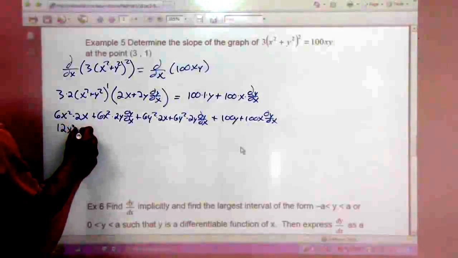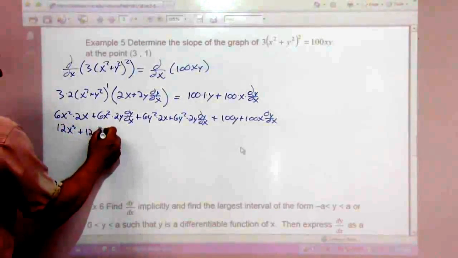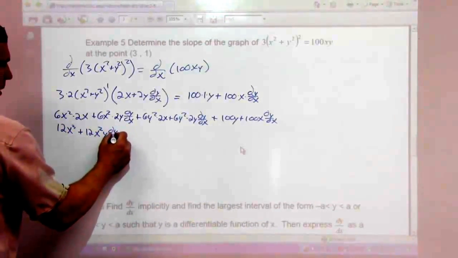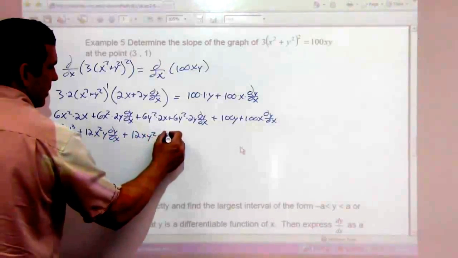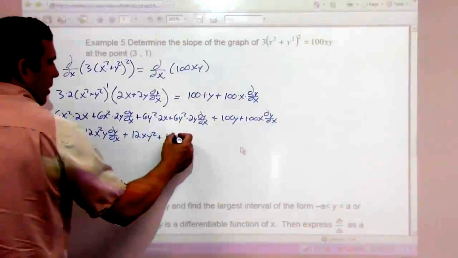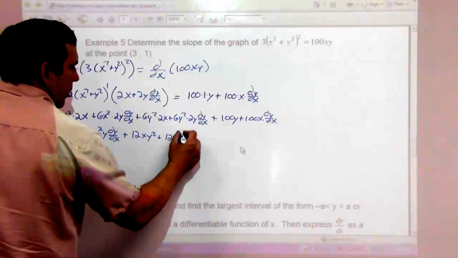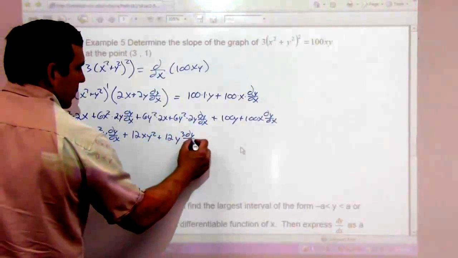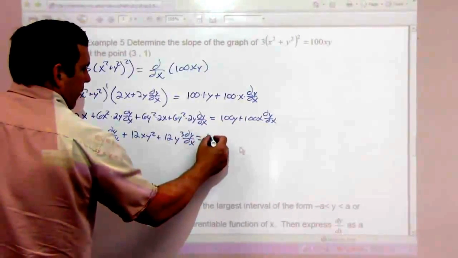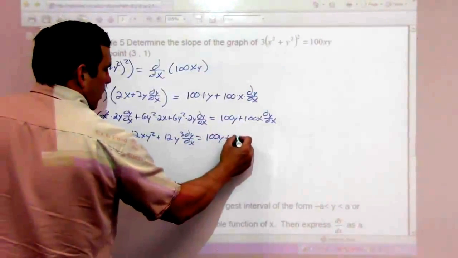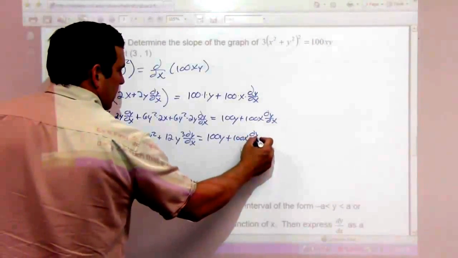So this is 12x cubed plus 12x squared y dy/dx plus 12xy squared plus 12y cubed dy/dx equals, then we have 100y plus 100x dy/dx.